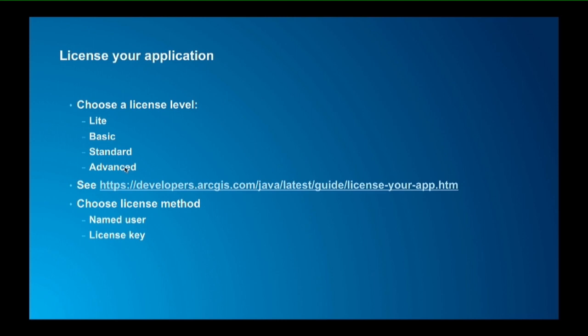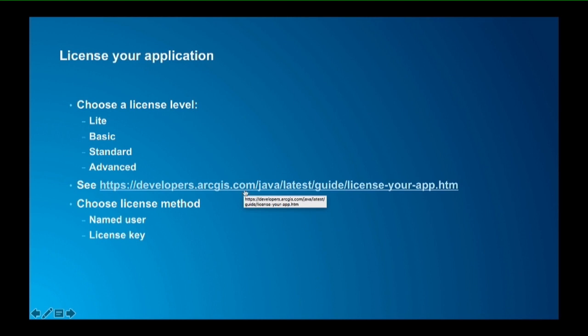So there are 4 levels, and I'm not going to go into the details of exactly what functionality is in each of those levels. I'm just going to talk about this from a technical point of view. So light is free to deploy, and then there are increasing levels of cost associated with basic, standard, and advanced. If you want to understand what levels of functionality are associated with those license levels, then there's a web page there that does explain that.